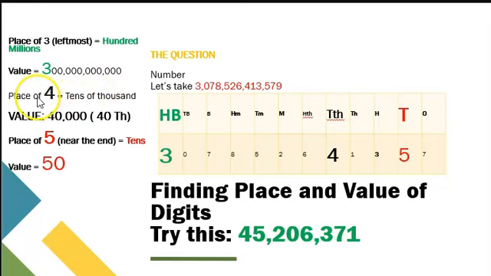The next one, the place value of 4. Let's go to 4. 4 is unit, tens, hundred, thousand, tens of thousand. You get it? That's the place value of 4, tens of thousand. And the value of 4 would be 4 times 10, 40. Then you add your thousand. Thousand is 3 zeros. 1, 2, 3. And the place value of 5 is 10. And the value of 5 is 5 times 10, which is 50.